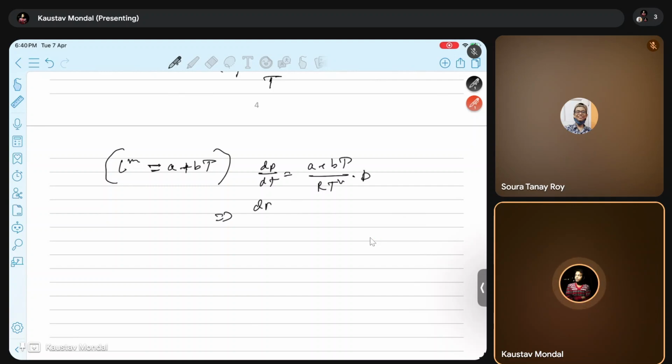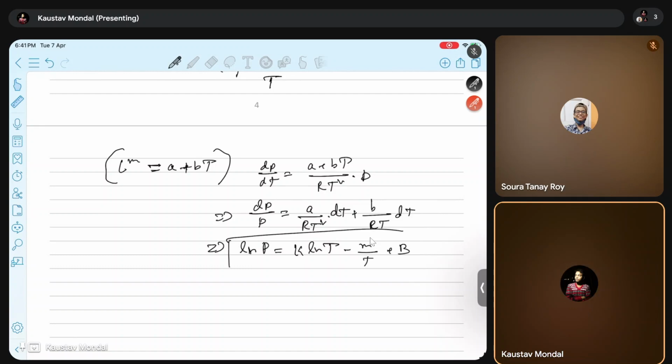In a similar way, you can write dP by P equal to A by RT squared into dT plus B by RT into dT. If you integrate, you'll get ln P equal to K into ln T minus mT plus some constant B. So this relation is known as Kirchhoff's law. The previous one is known as Young's law, and this is known as Kirchhoff's law.